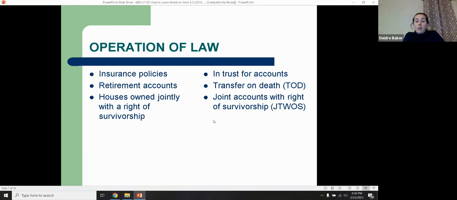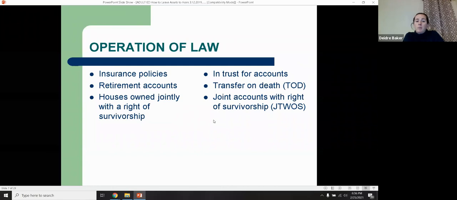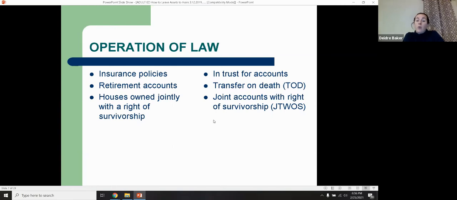So these examples on your screen are just a couple of the common assets that you'll see that pass by operation of law. Something like a life insurance policy very often has a way for the owner to designate beneficiaries. So at his or her death, the balance or the benefit will pass automatically to the named beneficiaries. Retirement accounts, something like a 401k or an IRA, is also another common type of account that passes by operation of law if there's proper planning done.